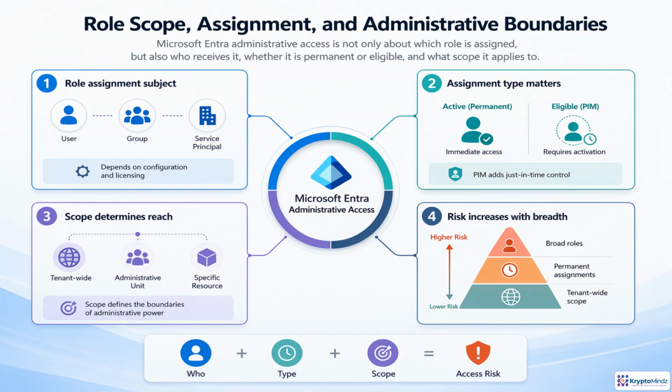Privileged access is a combination, not just a role name. First, identify who receives the assignment: a user, a group, or in some cases, a service principal. Next, look at the assignment state. Active access is available immediately, while eligible access must be activated through PIM. Then define the boundary. A role might reach the whole tenant, only an administrative unit, or a specific resource. Risk increases as each dimension gets broader. Global Administrator, active, permanent, and tenant-wide is the highest risk pattern. Least privilege means narrowing who gets access, when they get it, and where it applies.